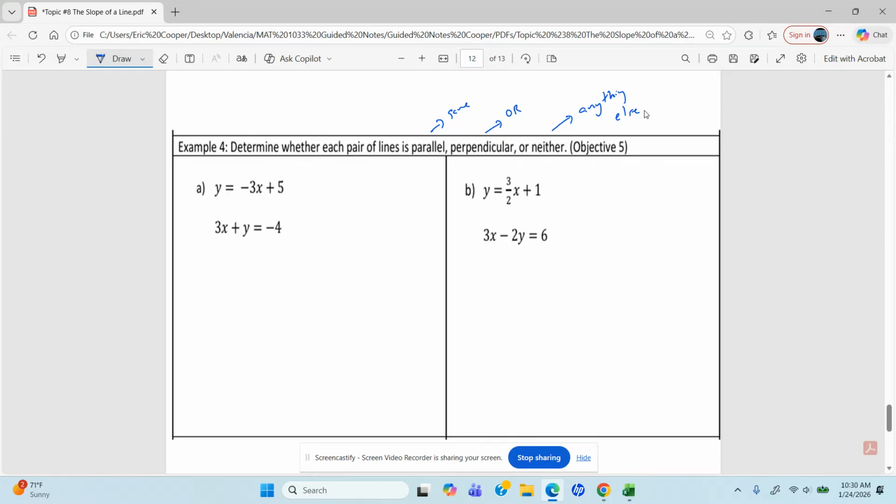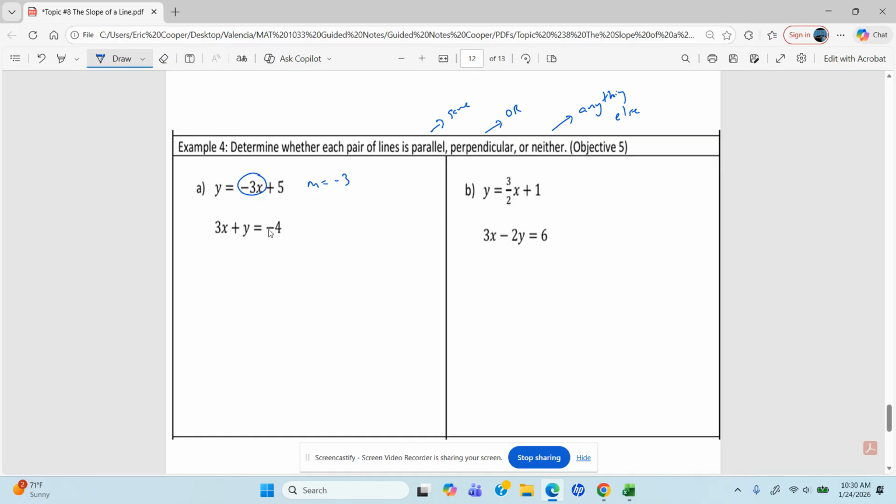And to do this, we're really just going to go through and put all these equations in slope-intercept form and look at the slope. So for example, when I look at A, it's already in slope-intercept form here. The part that I'm interested in is the slope, which is the value next to the x. So for this one, the slope is -3.